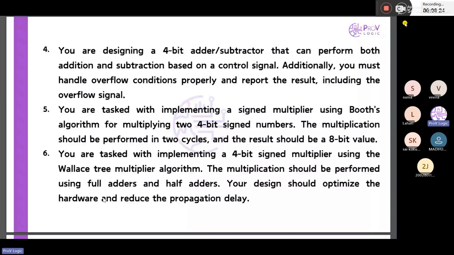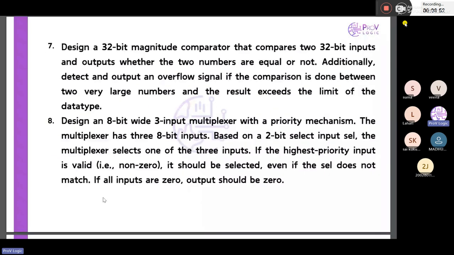So we have multipliers, different types of multipliers: Booth multiplication, Wallace tree multiplication. There are different types. So first you need to understand the multiplier, then you need to implement this. And here also you are tasked with implementing a multiplier algorithm. We will discuss multipliers and comparators, the 4-bit LCD display, all these things after next week. Once you complete this assignment, then we will discuss more examples.